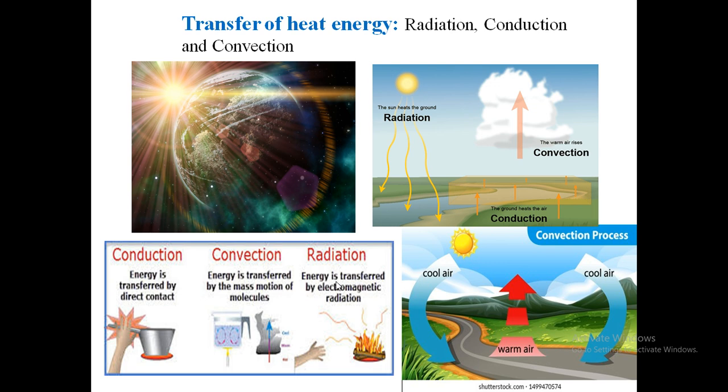Next one is convection. The transfer of heat energy through the movement of a mass of substance from one place to another place is called convection. The Earth's surface gets heated after receiving heat energy from the sun. Consequently, the air coming in contact with the warmer Earth's surface also gets heated, expands in volume, becomes lighter and then rises upward.